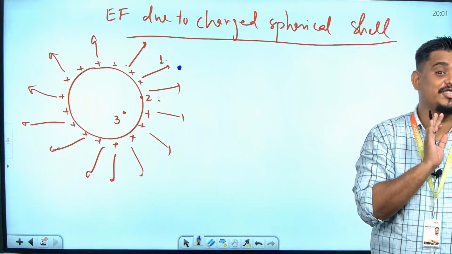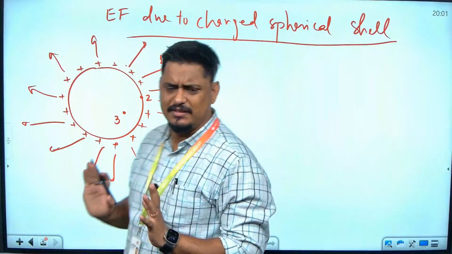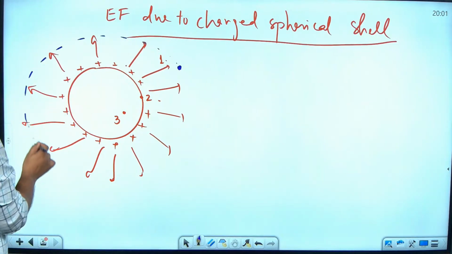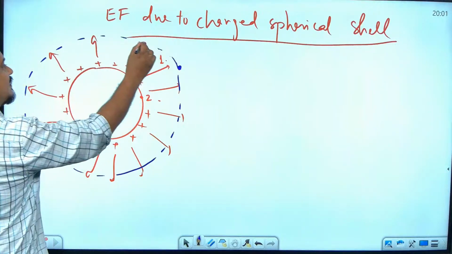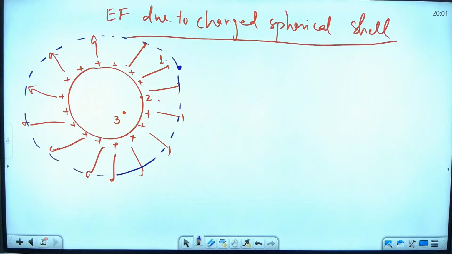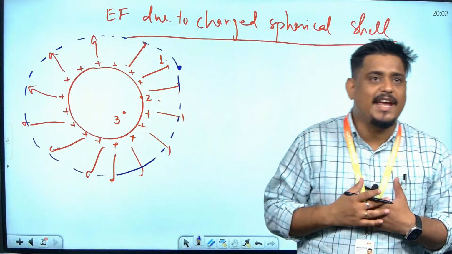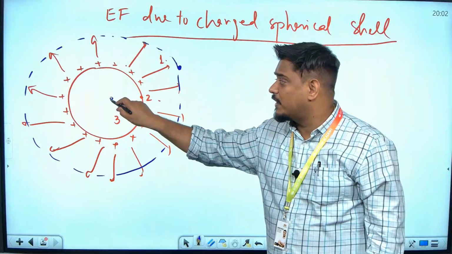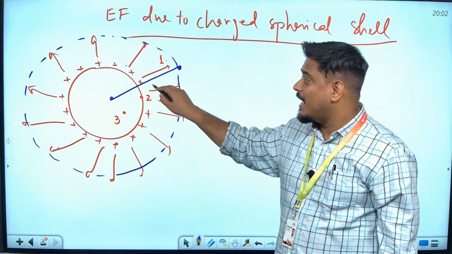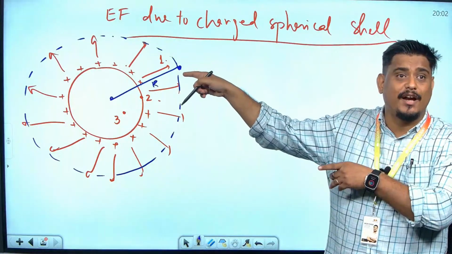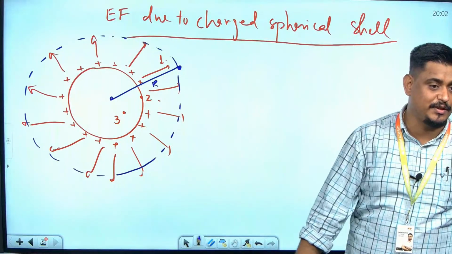What we should do? A Gaussian surface has to be drawn. Simple. Already it is a sphere. I will prefer a spherical Gaussian surface, because my aim of the Gaussian surface is to cover the charges. It covers the charges, and I am taking the radius of that Gaussian surface same as the distance of the point where we are finding electric field from the center of the sphere.